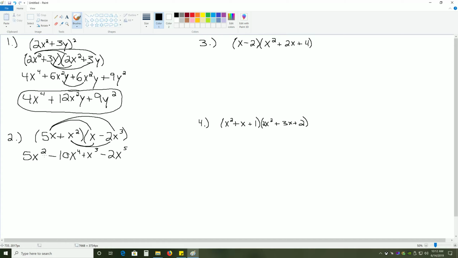In this case, we do not have any like terms. We have x squared, x to the 4th, x cubed, x to the 5th. These are all unlike terms because they have different exponents, so we have to rewrite them in order by exponent. Remember, whenever you have only one variable, you start with your largest exponent and then work your way down. So our largest exponent is this negative 2x to the 5th, so we'll start with that.